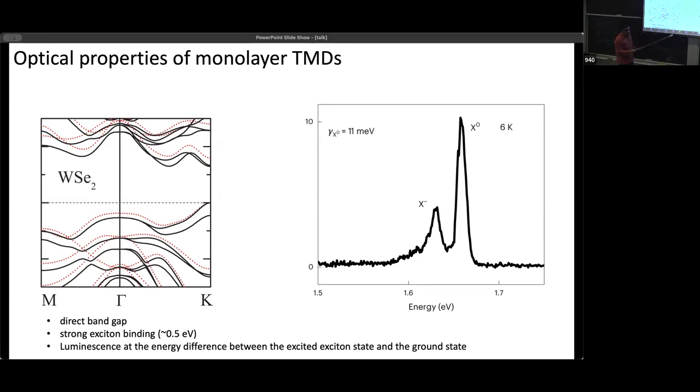People are very fond of this. People who do optics are extremely fond of this because it has a very strong photoluminescence, and that photoluminescence has a very well-defined energy. So this is the photoluminescence from one layer of this tungsten diselenide, and there's a whole industry of people who will study this.